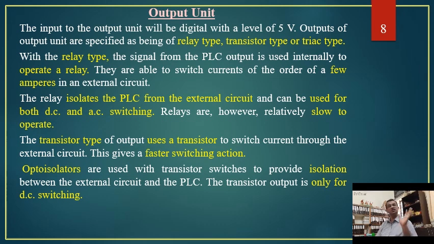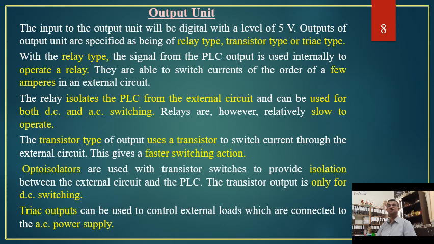Transistor output is only used for DC switching. So even if you use a transistor as switches, it merely receives some input from PLC and does a switching job. If the circuit is on, it turns it off. If circuit is off, it turns it on. That's all. That's all what a transistor does. It normally does DC switching.